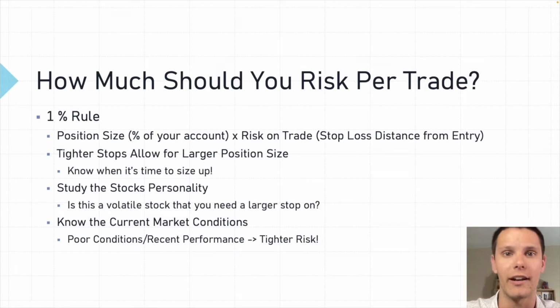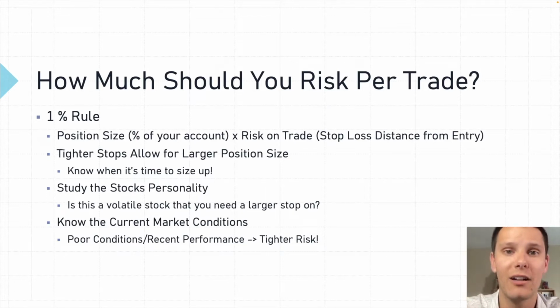The 1% of my total capital is a combination of your position size, the percent of your account in that one trade, times your risk on the trade, which is the distance between your entry point and your stop loss. When you multiply those two together, you should never be risking more than 1% of your total account. Because there are 2 factors that go into the 1% rule, we can adjust either the position sizing or our risk on the trade to make that 1%. A tighter stop loss allows for a larger position size, while the inverse is true. A wider stop is going to decrease the size of our position.